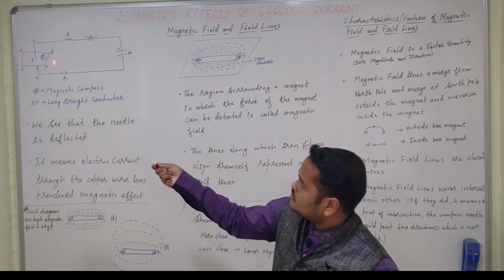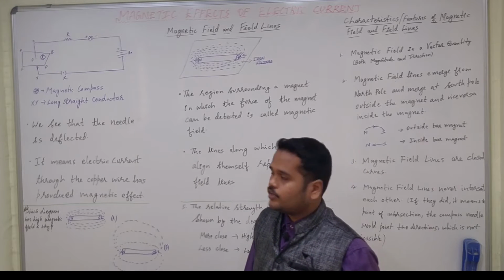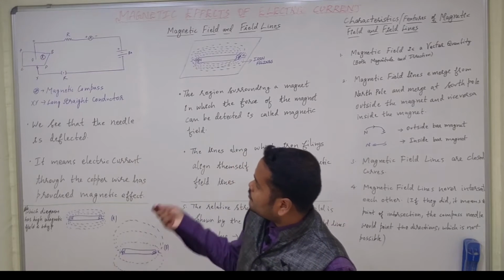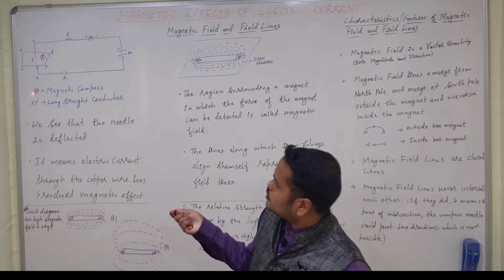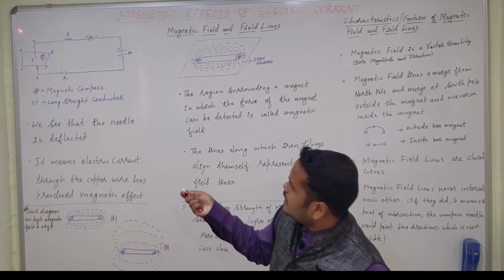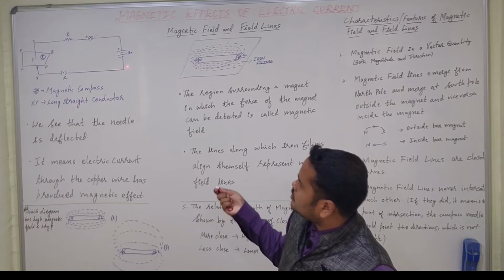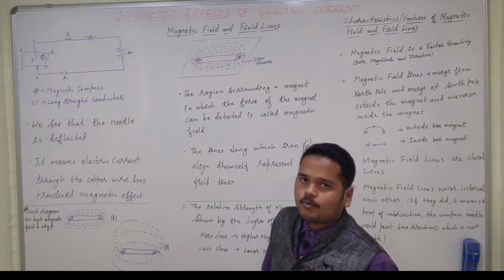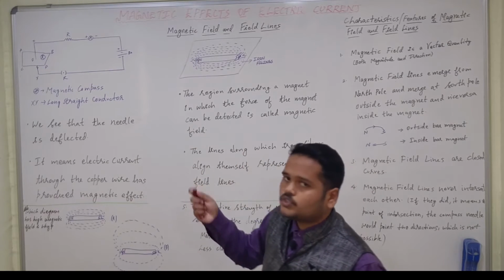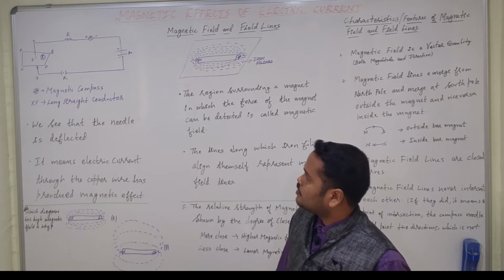And we have A, B, C, D, which is a cardboard. And inside the cardboard, we have placed a magnetic compass. So you can see this is magnetic compass. XY is a long straight conductor, and this entire setup is made up of copper wire, right? So the wire which is used to connect all of it is copper.